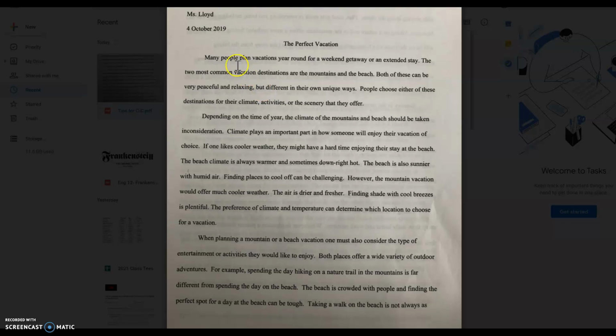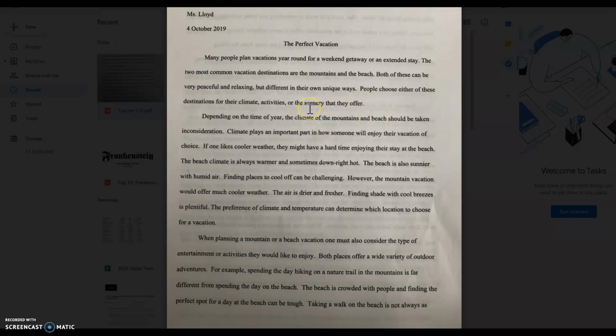All right, let's take a look at this one. Many people plan vacations year-round for a weekend getaway or an extended stay. The two most common vacation destinations are the mountains and the beach. Both of these can be very peaceful and relaxing, but different in their own unique ways. People choose either of these destinations for their climate, the activities, or the scenery that they offer.